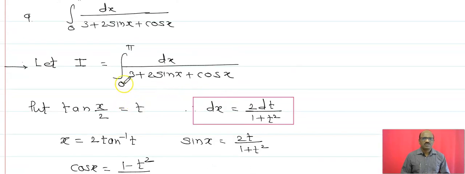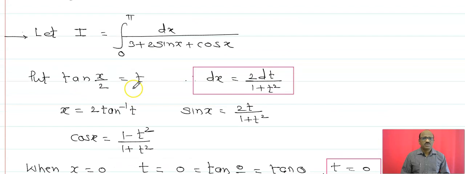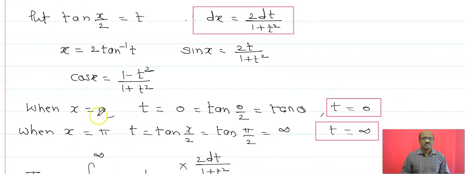What about the limits? Lower limit is 0, upper limit is pi. Put x is equals to 0, then t is equals to 0. Here we substitute x is equals to 0. That is, tan 0 is 0, therefore t is equals to 0. When x is equals to, what about the upper limit pi? That is the tan of pi by 2. What about the tan of pi by 2? Tan 90 is infinity, therefore t is equals to infinity.